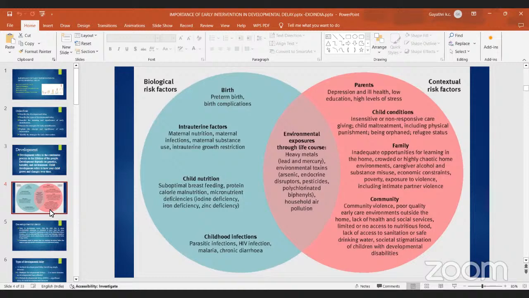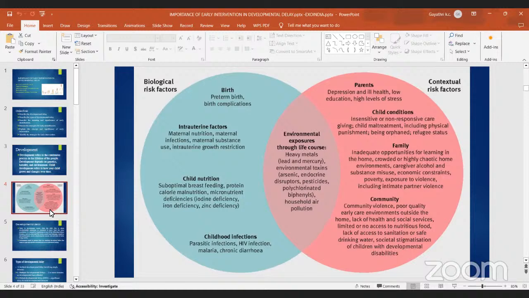If the baby has any deficiency in these types of nutrition, it can also cause developmental delay. In childhood infectious conditions, if the baby has any infection from the mother, such as HIV, malaria, chronic diarrhea, or parasitic infections, it can also lead to developmental delay. Next, we can go on with the contextual risk factors. What are the factors which can lead to developmental delay?